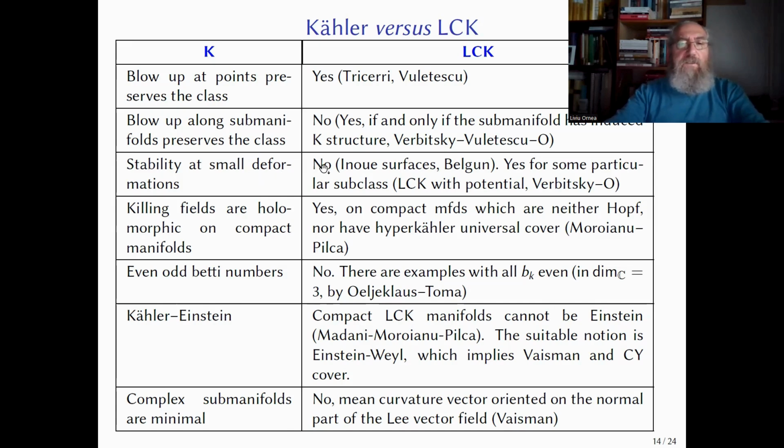Stability at small deformation, certainly no, because this is the way in which Belgun showed that some Inoue surfaces are not LCK, and we knew that the others are, and they can be deformed one into the other from the complex viewpoint. It's clear that we have no stability. But some particular subclass, which will be my main focus after that, is LCK with potential. They are stable.